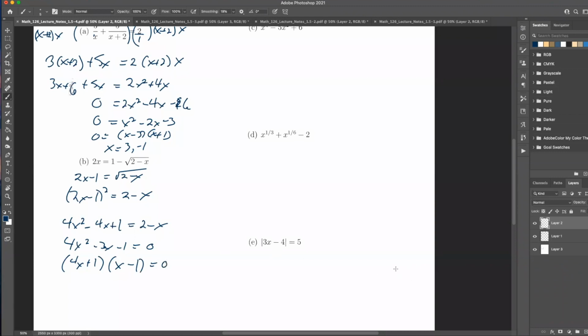Equal to 0. I'm glad you guys are correcting me in chat because that means you're paying attention. It also means I made a mistake.